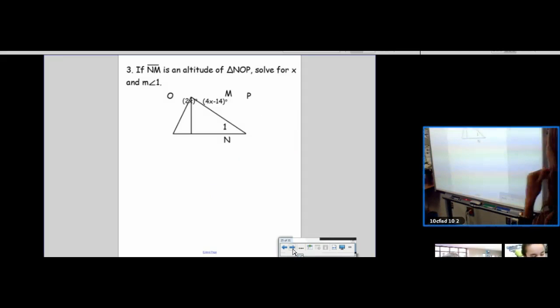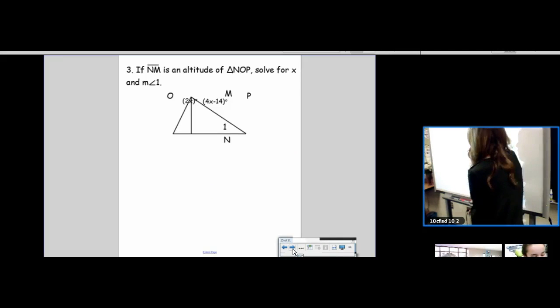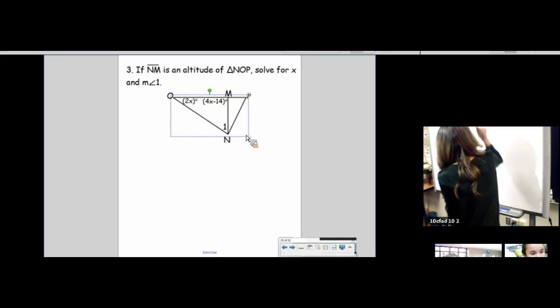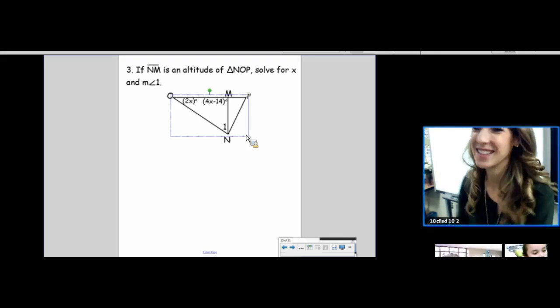Something happened to my picture. Hold on a second. Did you like my sound effects? That's how it was supposed to look.